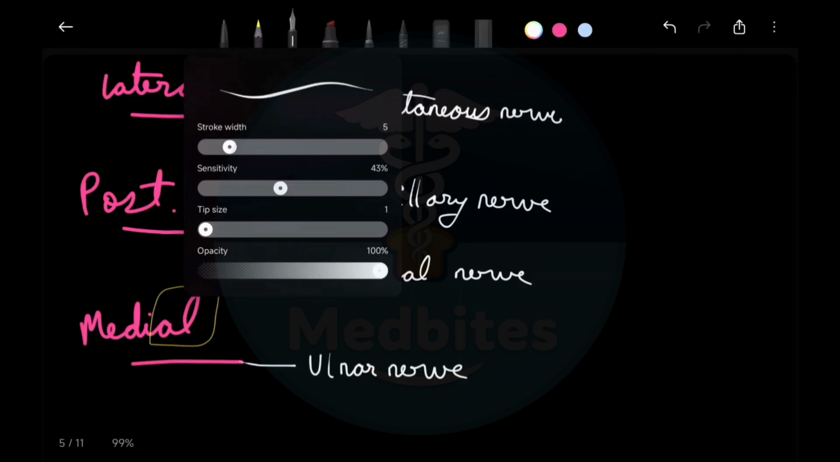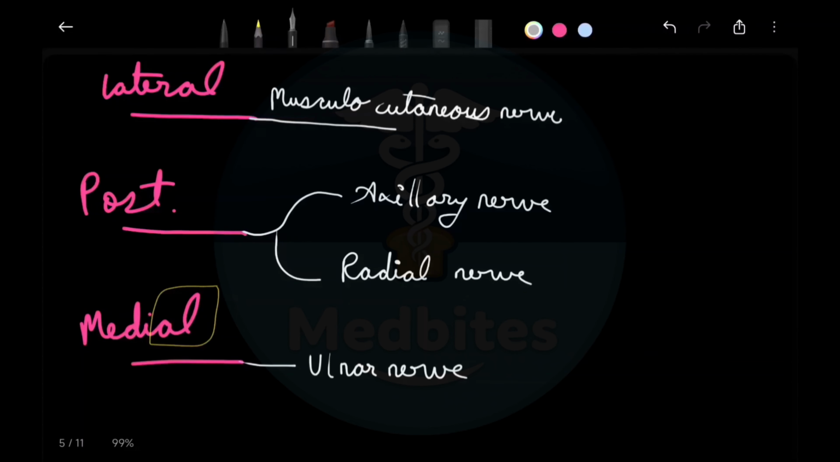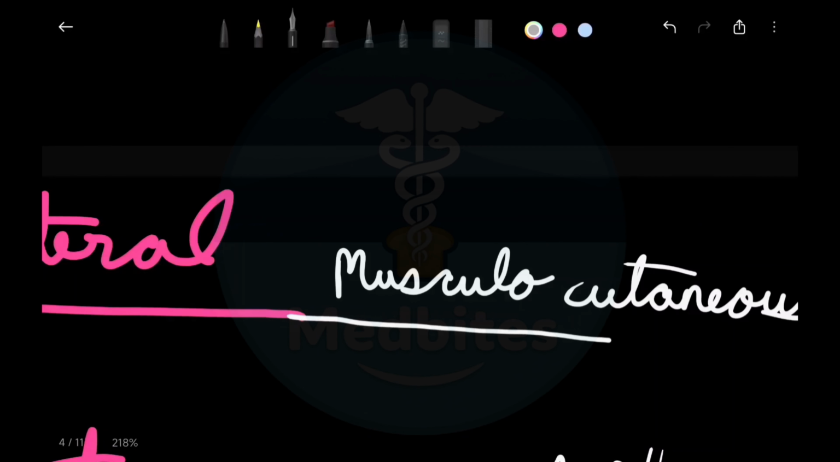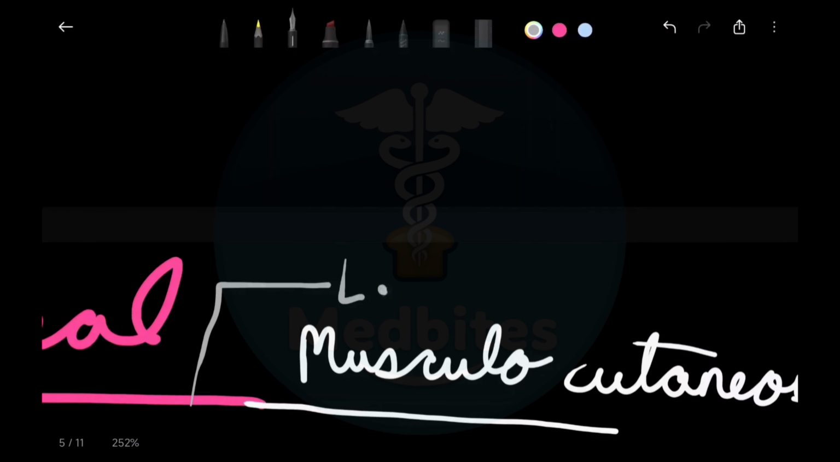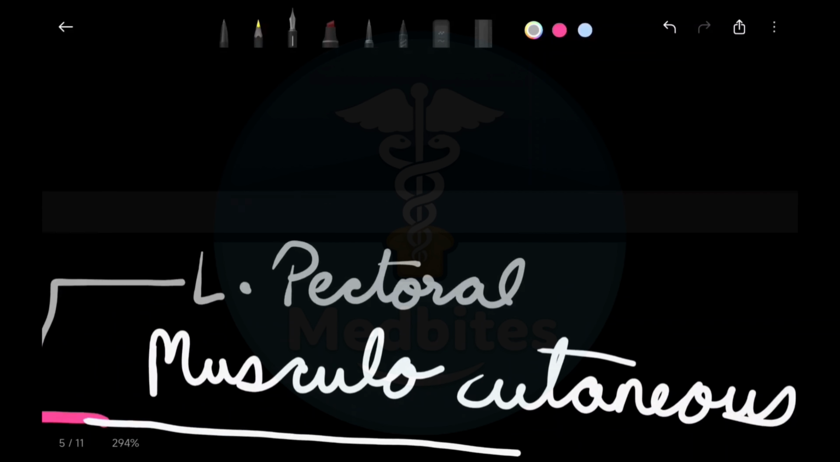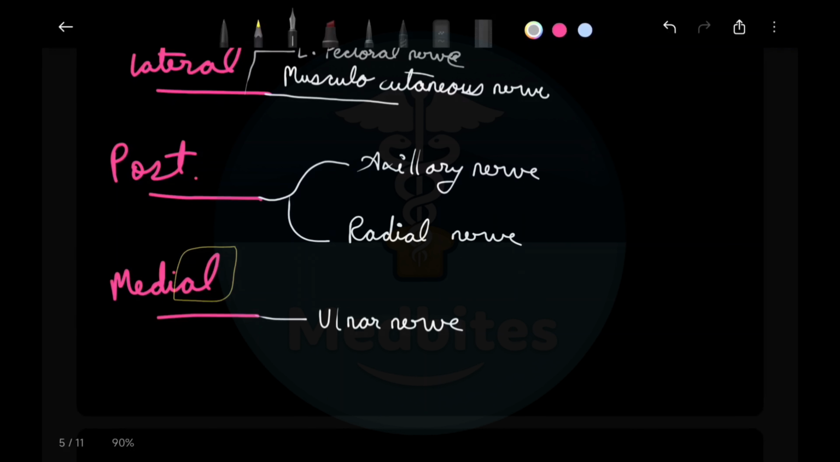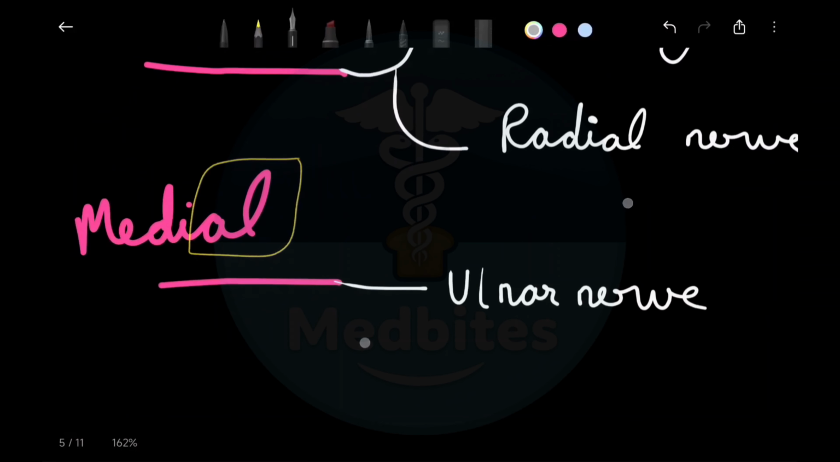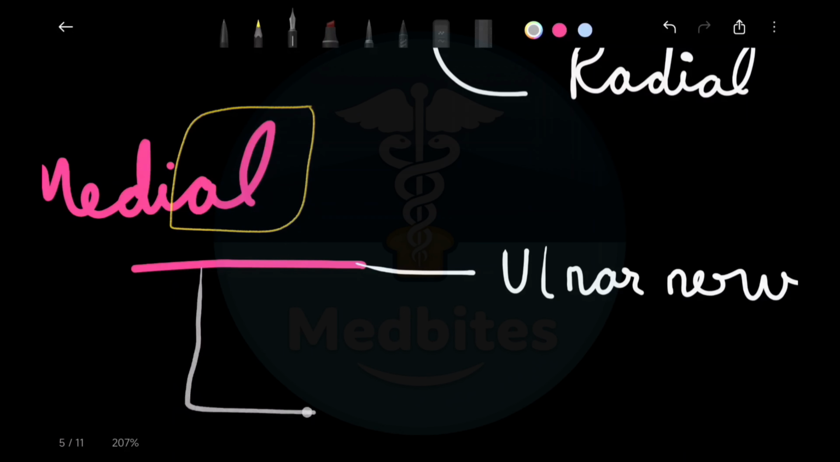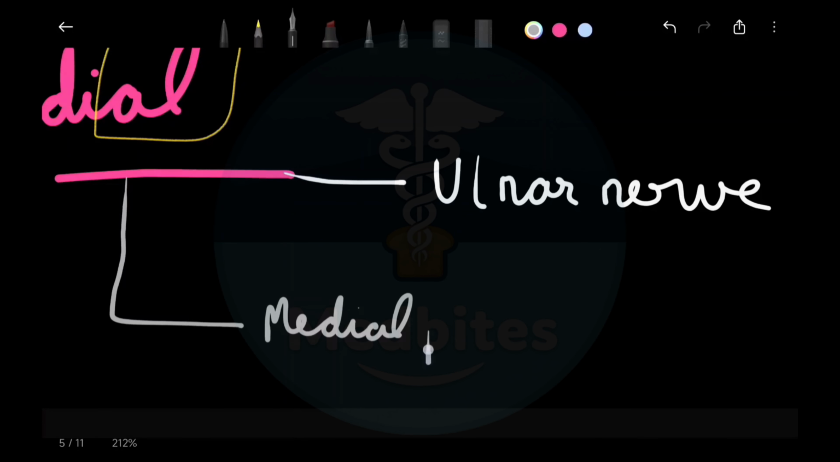Now, the smaller branches. From the lateral cord, we will have the lateral pectoral nerve. If we have the lateral pectoral nerve, that means we will always also have the medial pectoral nerve. So, from the medial cord, we will have the medial pectoral nerve.